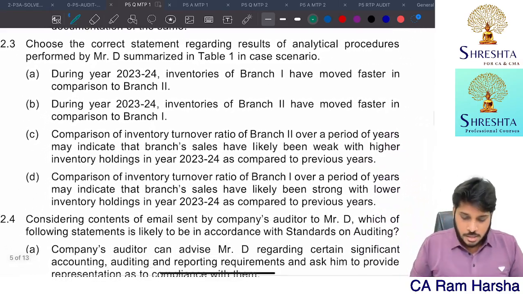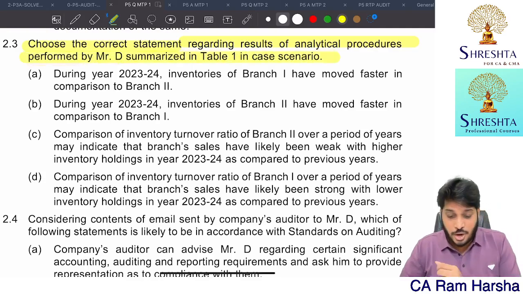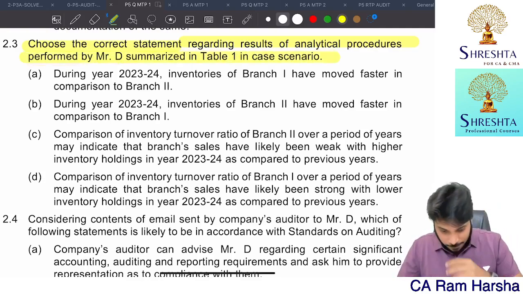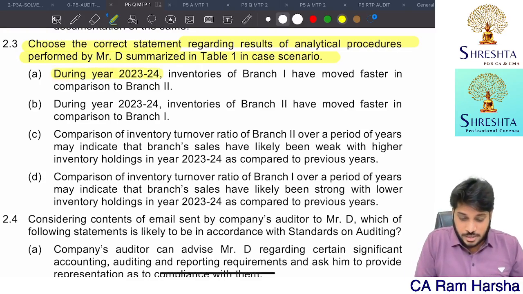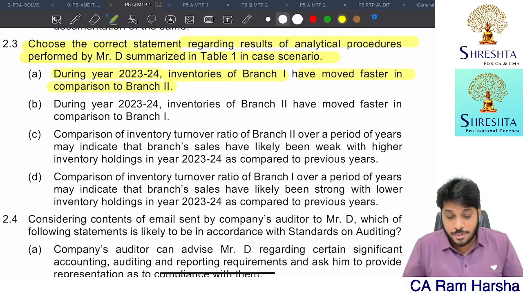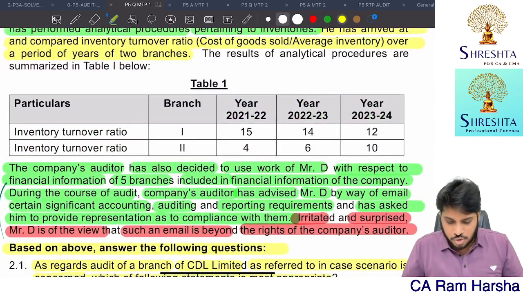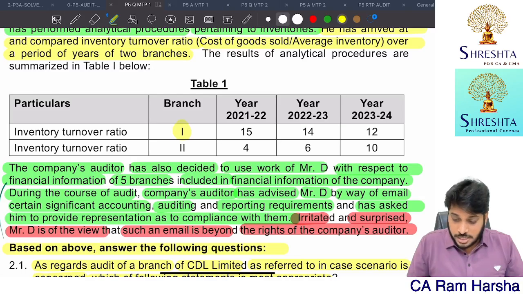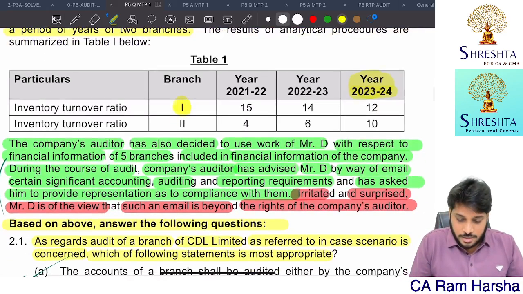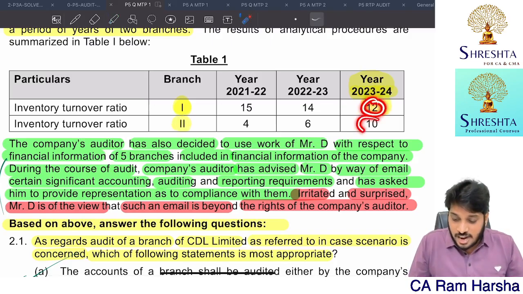Choose the correct statement regarding results of analytical procedures performed by D. Okay, analytical procedure. So what happened during 23-24? Inventories of branch 1 have moved faster in comparison to branch 2. We'll see. In 23-24, only 23-24 they are asking. Don't compare with other years, okay? In 23-24, inventory of branch 1 has moved faster than branch 2.